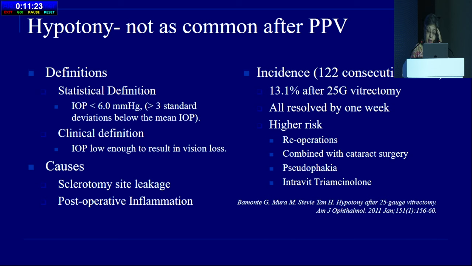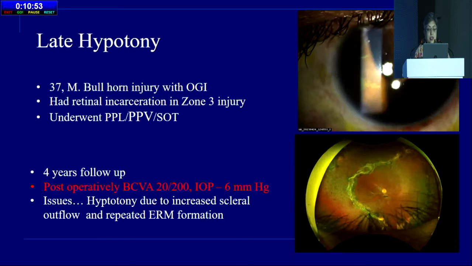The incidence, I found this paper of 122 consecutive cases, and they reported 13% of hypotony after 25 gauge vitrectomy, but all resolved by 1 week. So we're not sure whether this really resulted in clinically significant hypotony or not. But in their paper, the patients who had reoperations or were combined with cataract surgery or were pseudophakic or had intravitreal triamcinolone, unsurprisingly, were more prone to hypotony.